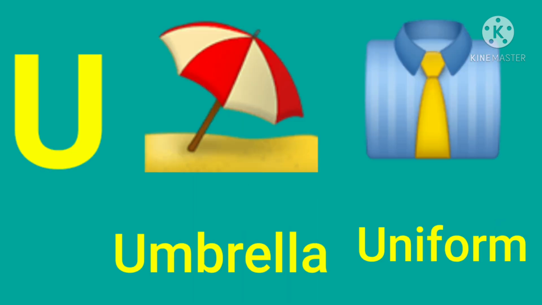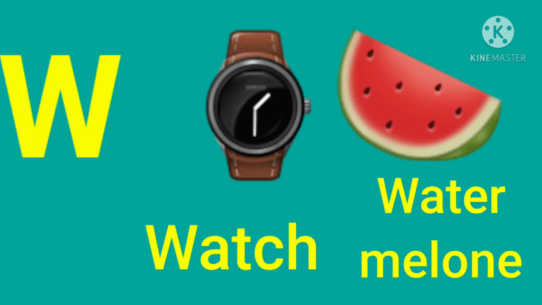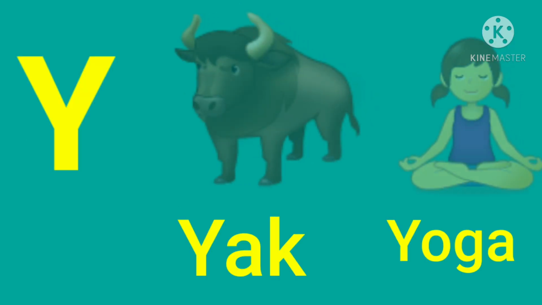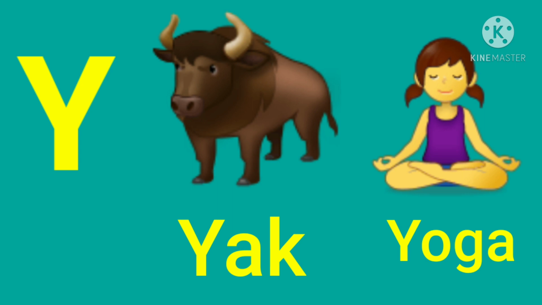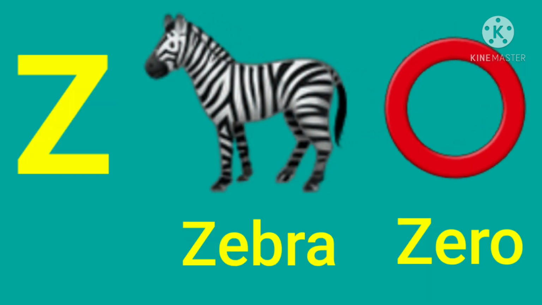for torch, U for umbrella, U for uniform, V for violin, V for van, W for watch, W for watermelon, X for Xmas tree, X for xylophone, Y for yak, Y for yoga, Z for zebra, Z for zero.